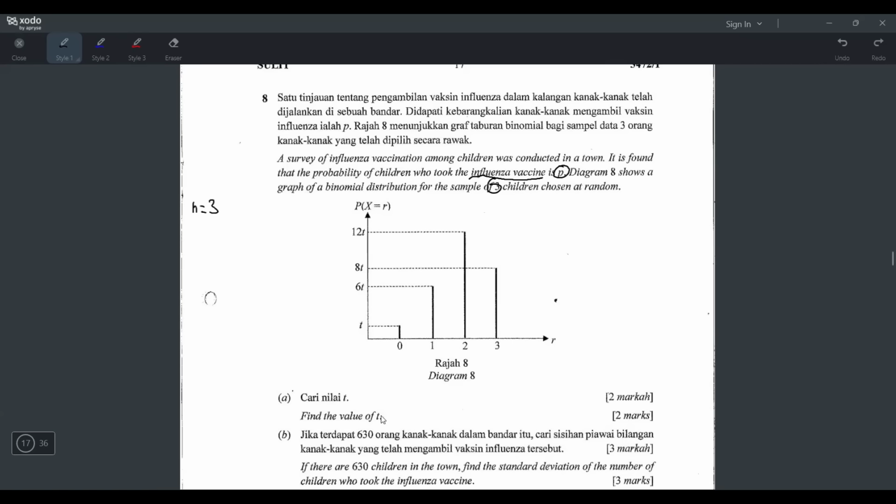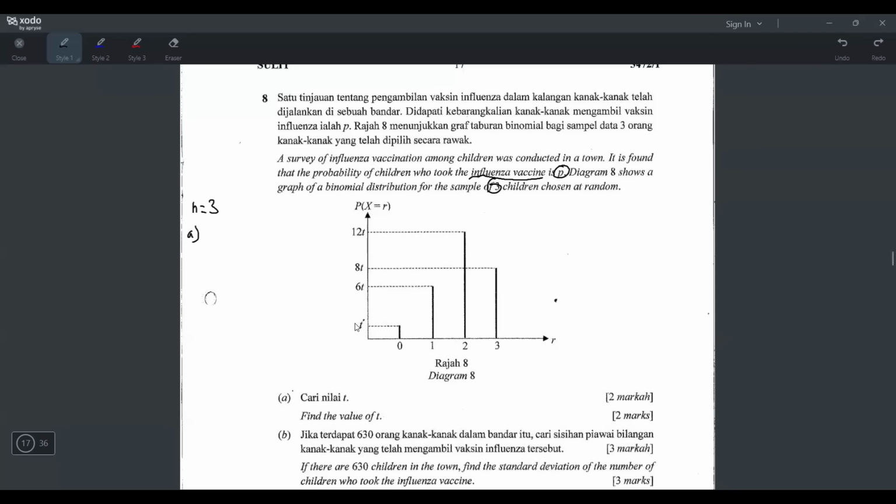Later, part A says find the value of T. Actually, finding T is easy because they already give you the x-axis. This is the x value: 0, 1, 2, 3. It stops at 3 because n is 3. So the x-axis only has 0, 1, 2, 3. And then the y-axis, these are the probabilities. T, 6T, 8T, these are all probability answers. So they say find the value of T.